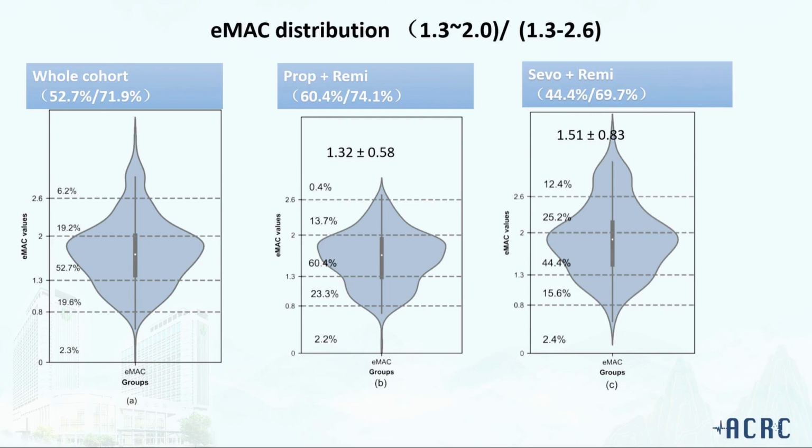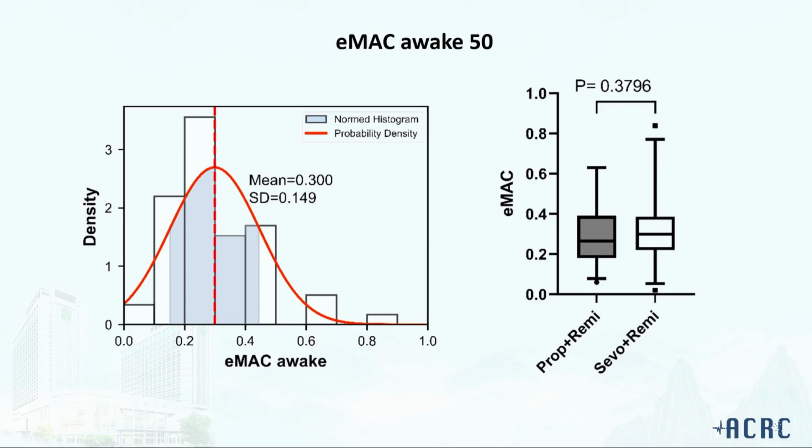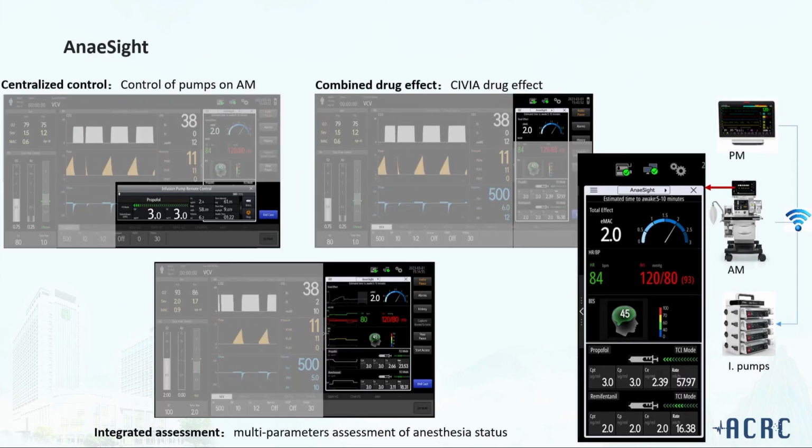And this is the EMAC awake 50. That means 50% of the patients will be awake at this EMAC value. The mean value is about 0.03, which is pretty much like the MAC we use for the volatile anesthetics. And again, this shows the screen of the anesthesia site.